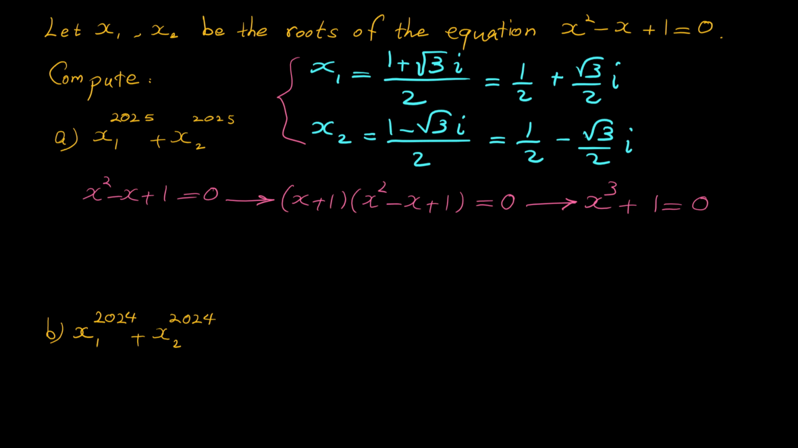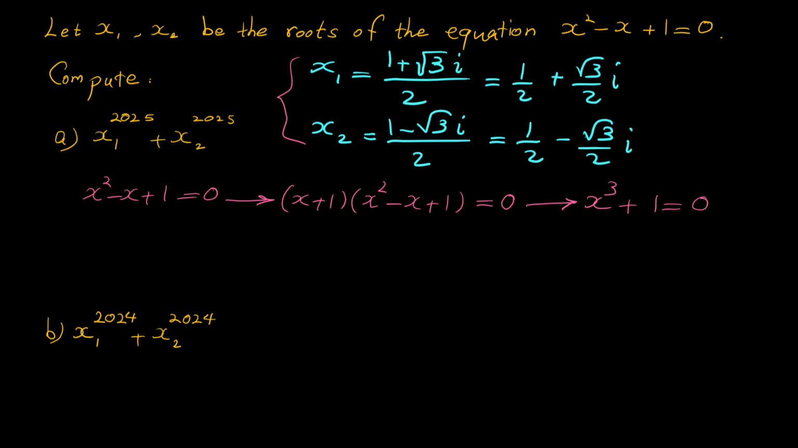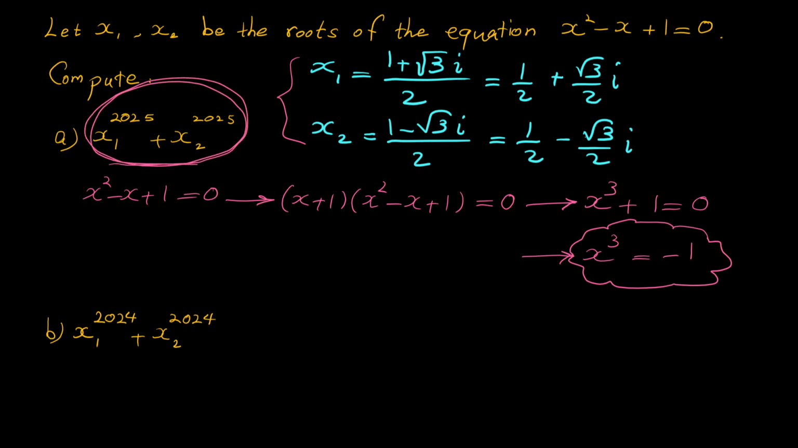Okay, let's continue. So this was the original equation. We multiplied both sides by x plus 1. We got to this simple equation now. Now look at this. X to the 3 plus 1 is 0. Simply from this equation, we can find x to the 3, and x to the 3 equals -1. And this is exactly the thing that we need for doing the question. Let me show you how we use this for finding the value of this expression.